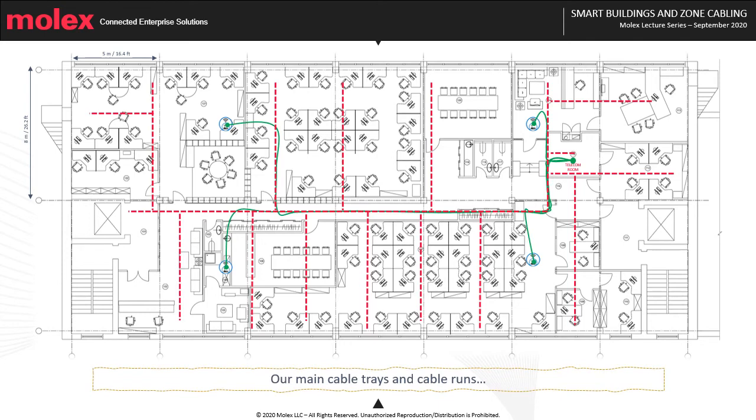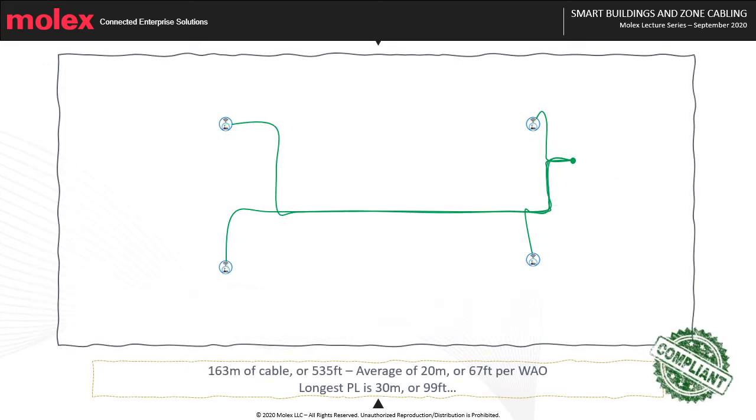Our cables will follow our main cable trays. And then here we have a total of 163 meters of cable or 535 feet, which is an average of 20 meters or 67 feet per work area outlet. And our longest permanent link is 30 meters or 99 feet, we can say our design is standard compliant.